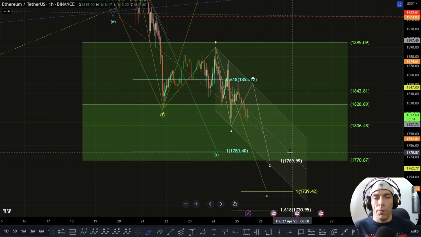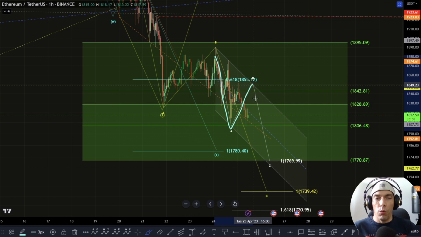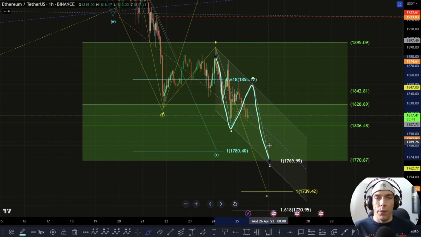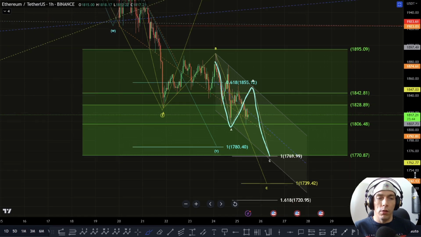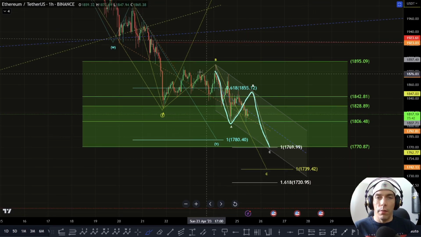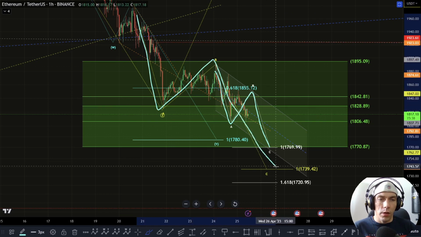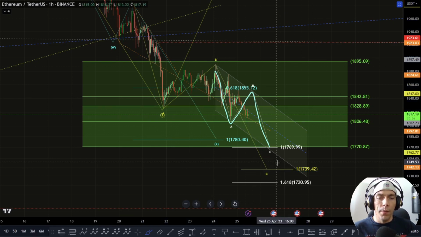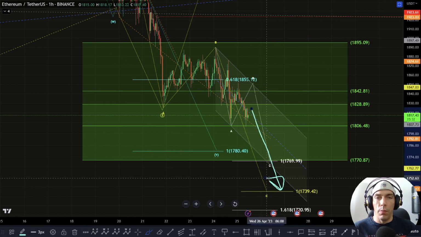Potentially, we could look to come down into these areas directly, possibly with a small push to the upside here. But what we could then see is this lower target getting pushed into the one-to-one of this yellow wave here as an A B would be down here at the 1739. So this is also a target potentially if we look to extend down deeper here.